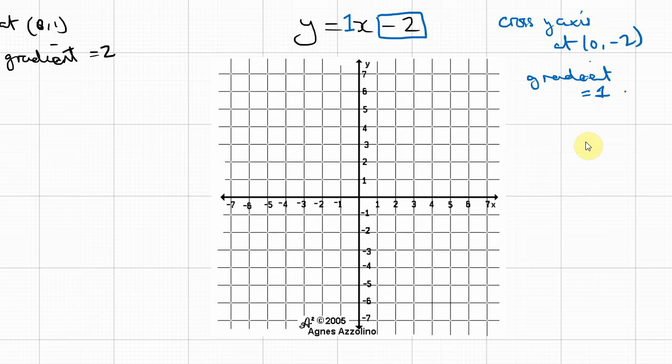So my first point is going to be down here at minus 2 on the y-axis. Gradient of 1 means if I go 1 square to the right, I'm going to go 1 square up. So 1 square to the right, 1 square up, and I plot my point here. 1 square to the right, 1 square up, I plot my point there, and so on. And then if I start moving left, 1 square to the left, 1 square down this time.